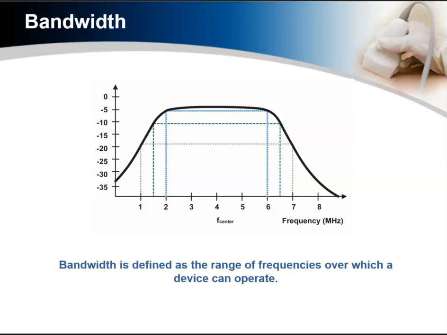So bandwidth is defined as the range of frequencies over which a device can operate. And of course the device we're concerned with is the transducer in ultrasound. And the transducer has a center frequency where it is most sensitive, and we're going to say that is the 0 decibel level. And usually we define the bandwidth as being the drop off to 3 decibels on either side.